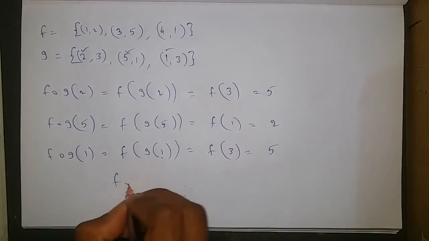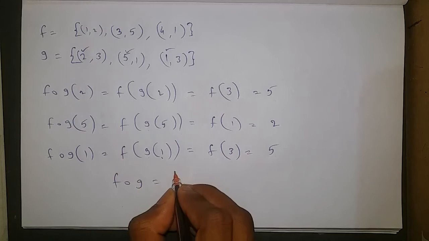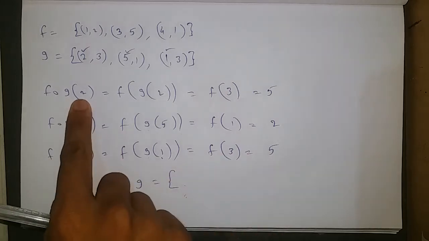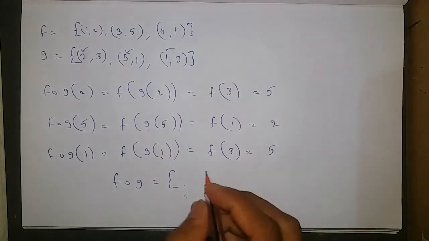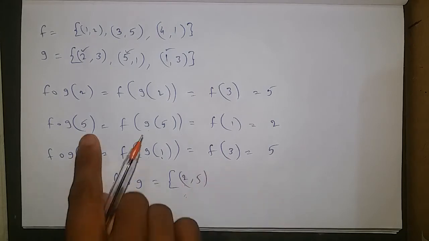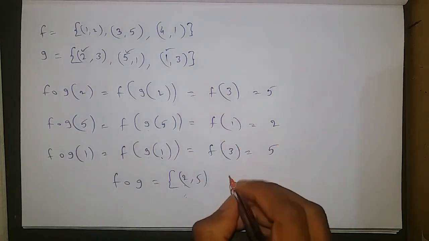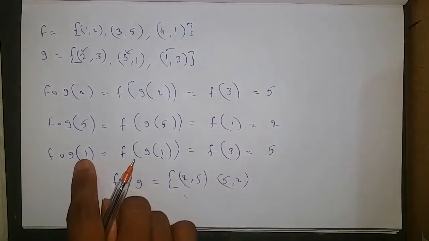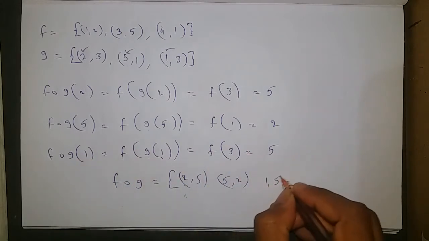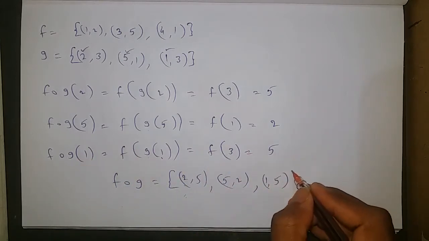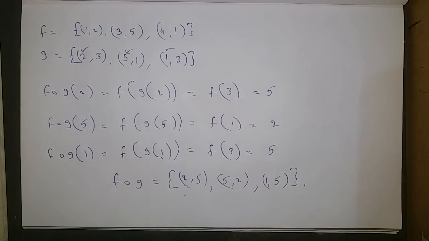So for f of g, I took 2, we got 5, so 2 comma 5. We took 5, we got 2, so 5 comma 2. We took 1, we got 5, so 1 comma 5. So f of g is 2 comma 5, 5 comma 2, 1 comma 5.